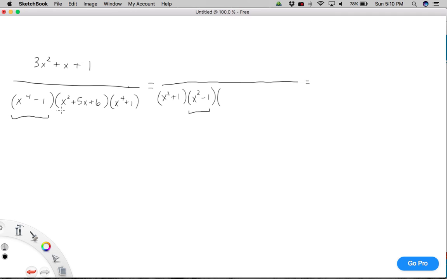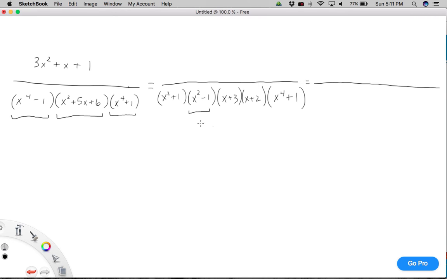Now I'm noticing that this one here, the x squared term, has two linear factors. It could be x plus 3 times x plus 2. And then x to the fourth plus 1, just like in the last example, this is actually already prime. It cannot be factored, so we're just going to leave it as is. It's just a fourth degree denominator, which is kind of unfortunate, but we're just going to leave it like that.